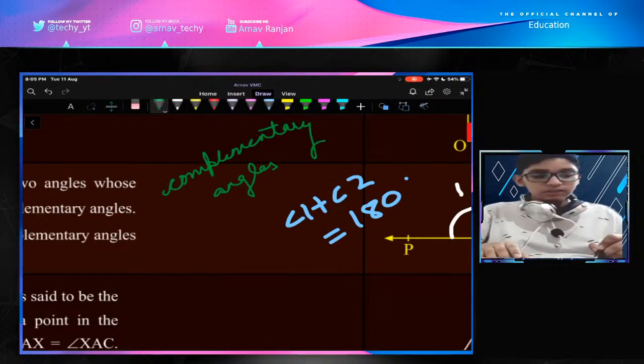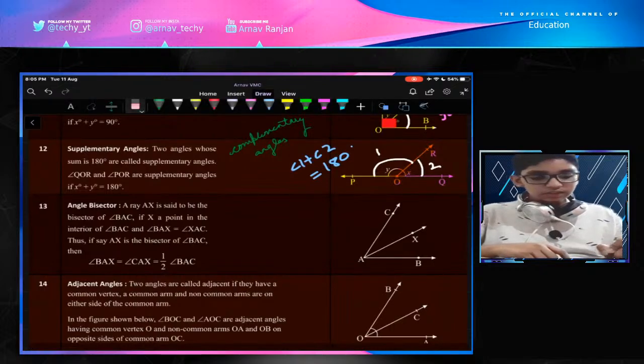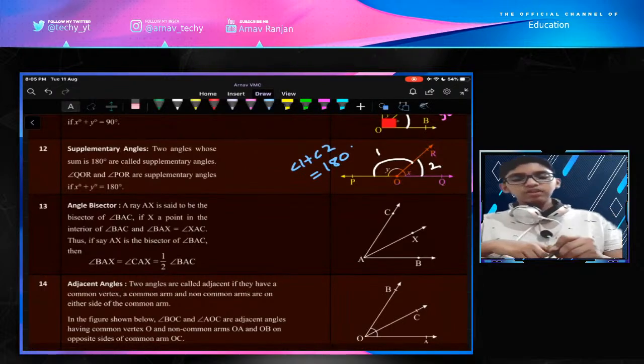Okay, this is complementary angle. Sorry, not complementary, these are supplementary angles. Sorry for this, very sorry.